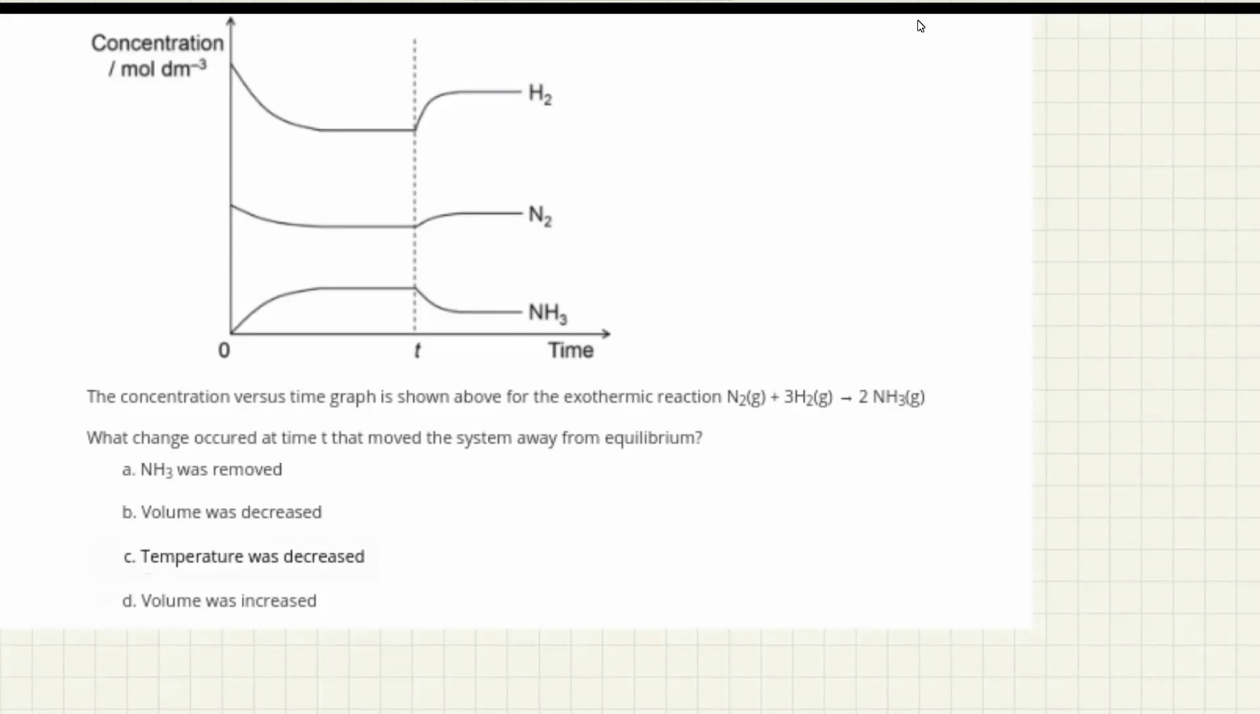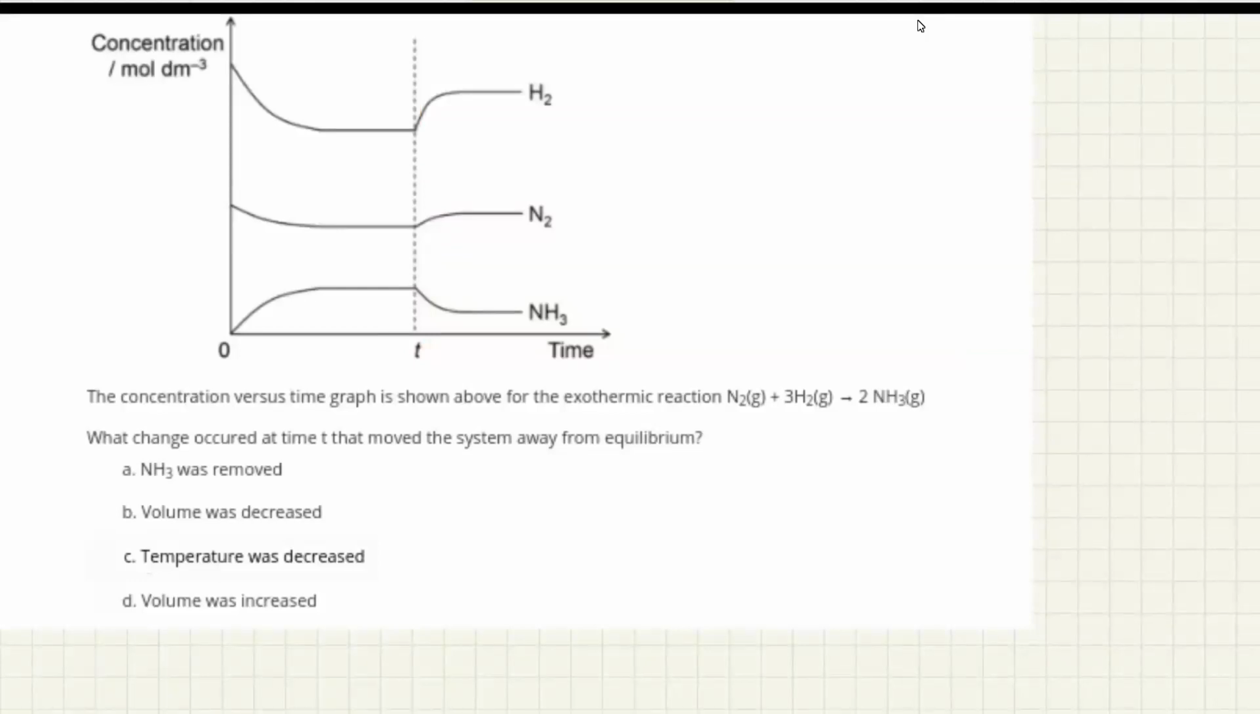Okay, let's see. The concentration versus time graph is shown above for the exothermic reaction. And the reaction is nitrogen gas reacting with hydrogen gas to form ammonia. Now, what change has occurred? Till here we had our equilibrium, and something must have happened at time t because the concentration is changing, right? So that means something disturbed our equilibrium. We want to know what disturbed it.